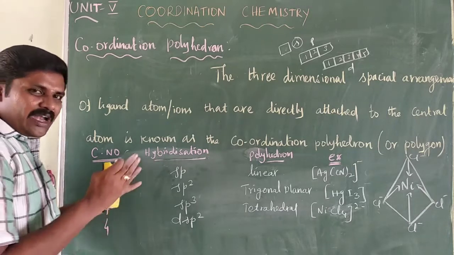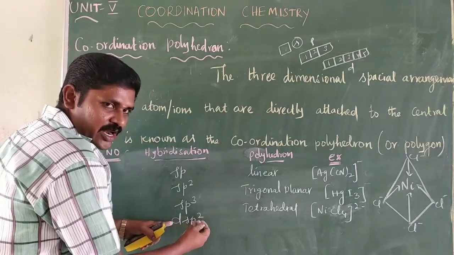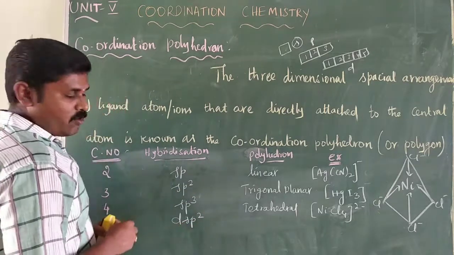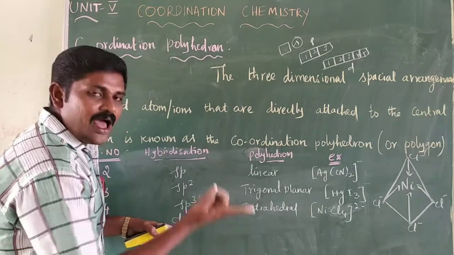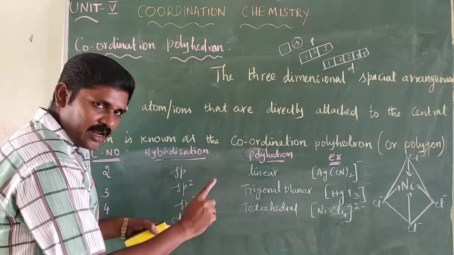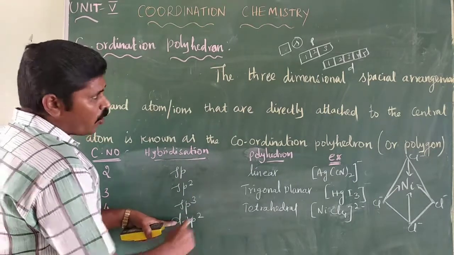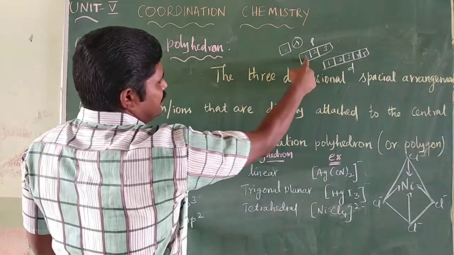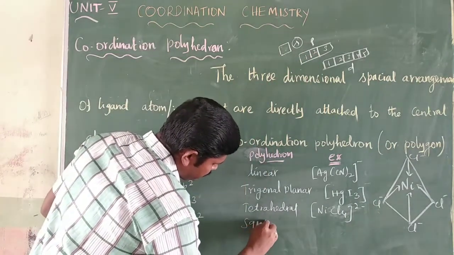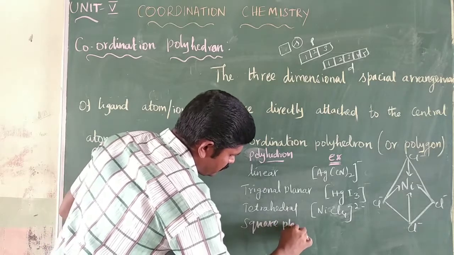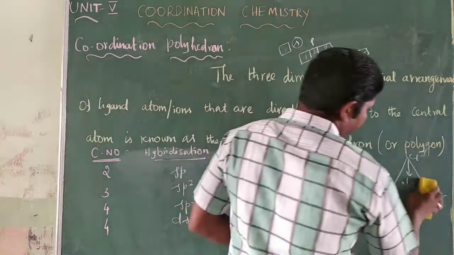dsp2, where the ligand is a strong field ligand. The unpaired electrons are paired in the d orbital. So for coordination number 4 with a strong field ligand, the unpaired electrons in the d orbital get paired up, and the hybridization starts at d: one d, one s and two p, dsp2, a square planar structure.